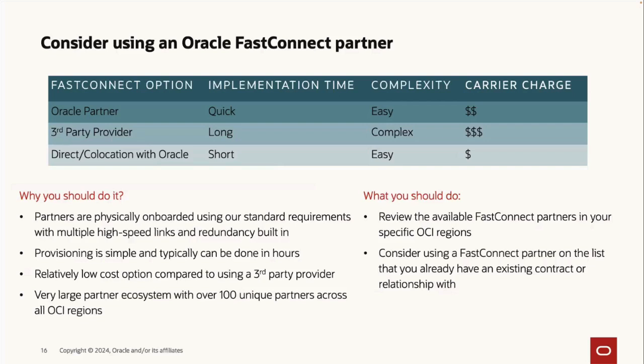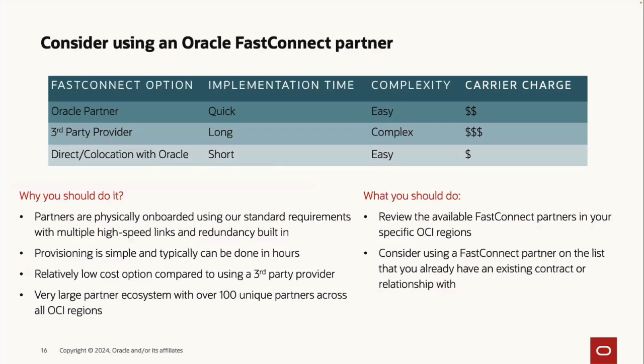Also, we've got a very large ecosystem of FastConnect partners. The latest numbers I've seen is over 100 unique partners all over the world and over 800 individual partner connections in all of our regions. So it should be a pretty common thing that you could find one of those partners.